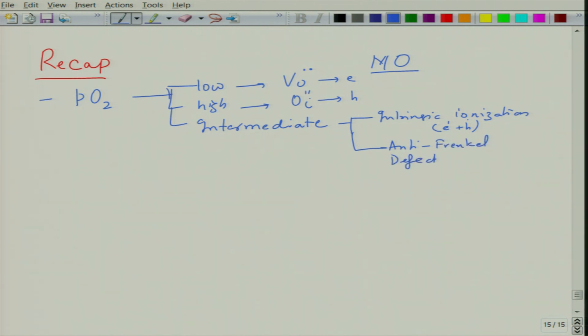And this anti-Frenkel defect goes together with the kind of defects that we form. Under low partial pressure of oxygen we have electrons as a result of electronic compensation. At high PO2 we have holes as a result of electronic compensation due to formation of oxygen interstitials. And anti-Frenkel defects will form because we have VO and OI combination. If you had metal vacancies at high PO2, then we will have Schottky defects.